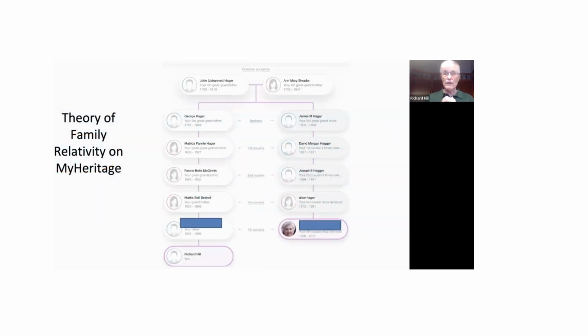MyHeritage has a tool called Theory of Family Relativity, which is similar in concept to Ancestry's through lines. It uses family trees and genealogical records to show one or more possible paths to common ancestors. Now, as with through lines, this is not proof, but you're getting important clues that I think can be correct much of the time. Now, in my case, my DNA match and I can both trace our ancestry to my 4th great-grandparents.